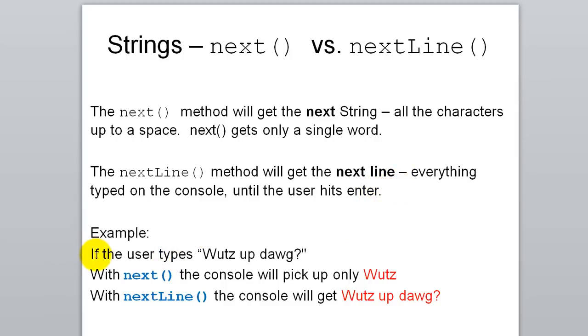So here's an example. If the user types "what's up, dog," then next will grab only what's. It sees that space and knows that what's is the end of the word and stores that. Whereas with nextLine, it goes all the way up. The user typed in "what's up, dog?" and then hit enter. So it looks for everything up to the enter, and it'll store "what's up, dog?" in our string. So if you ever want the user to type in just a single word, you can use next. If you want the user to be able to type in multiple words, you can use nextLine.